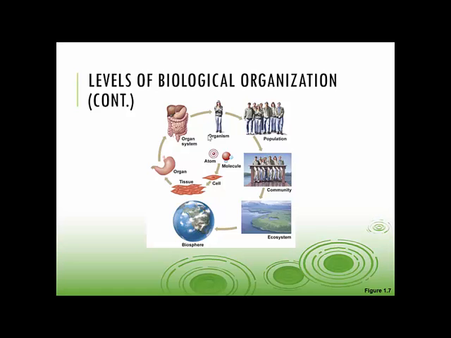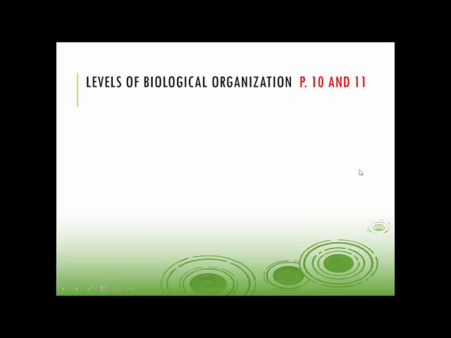So for example, groups of cells make tissues. So one of the stumpers is always blood. Blood is actually a tissue because it is made up of groups of cells. What groups of cells are found in blood? Red blood cells, white blood cells, and plasma, platelets. There's many things.